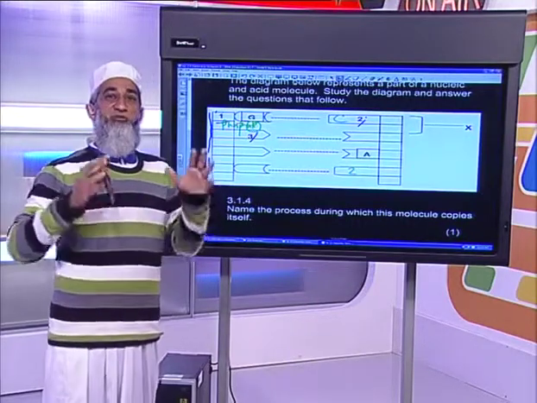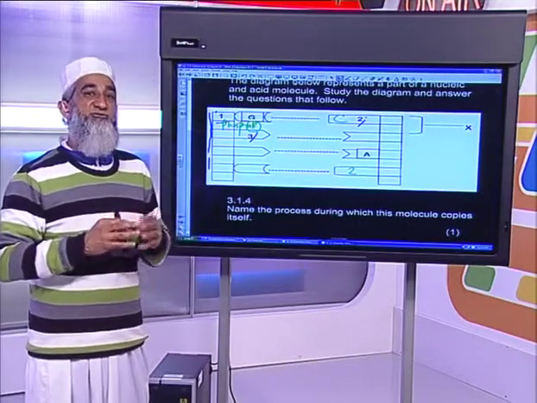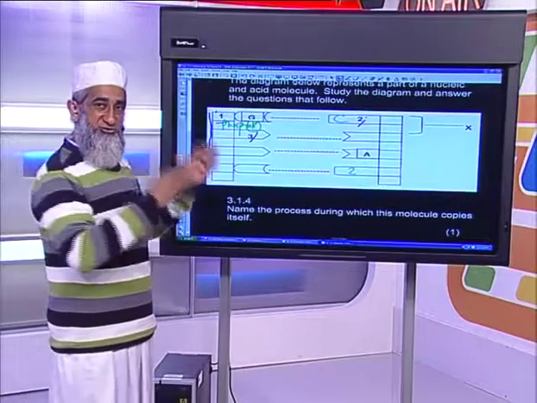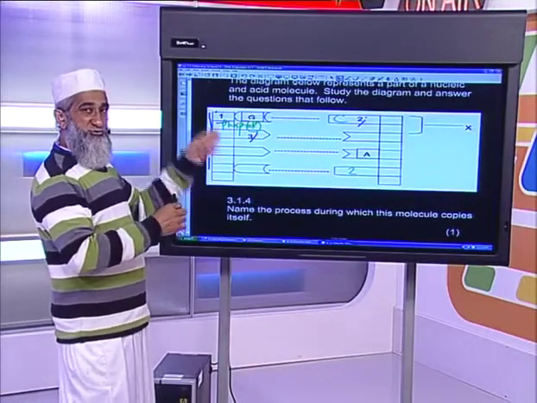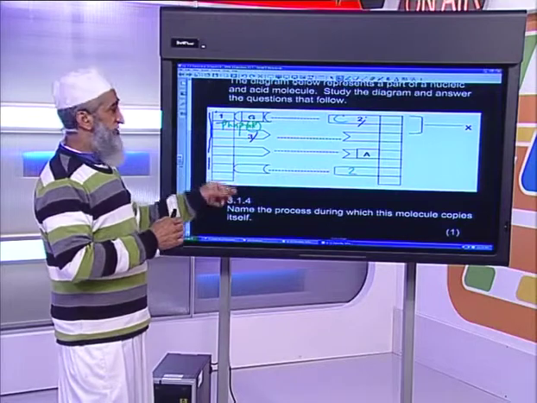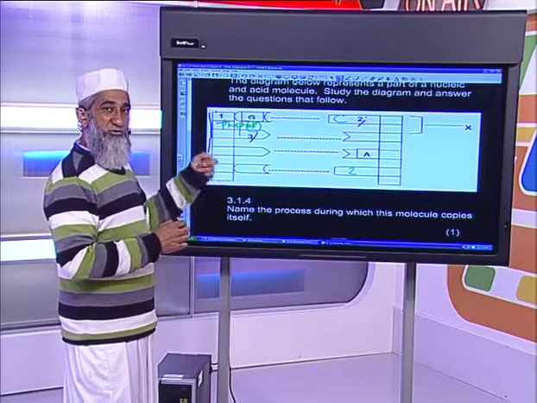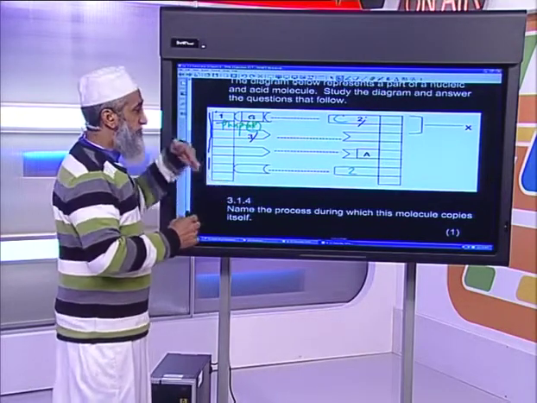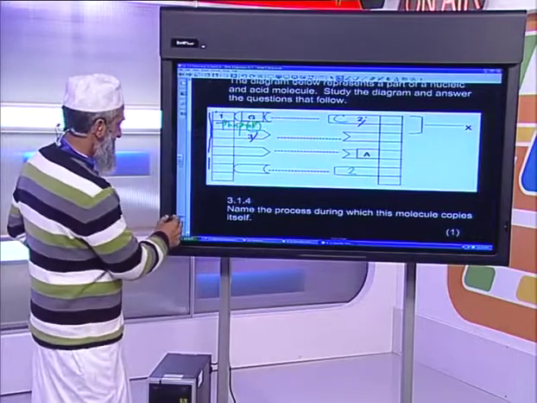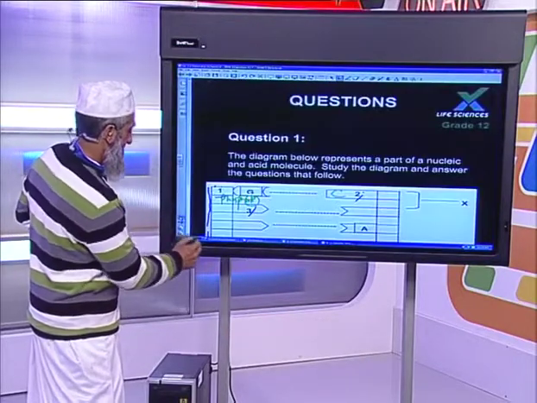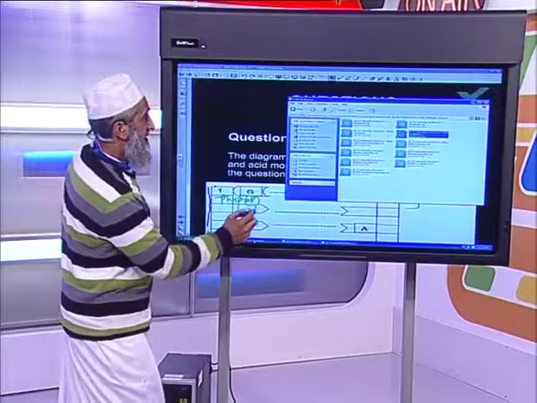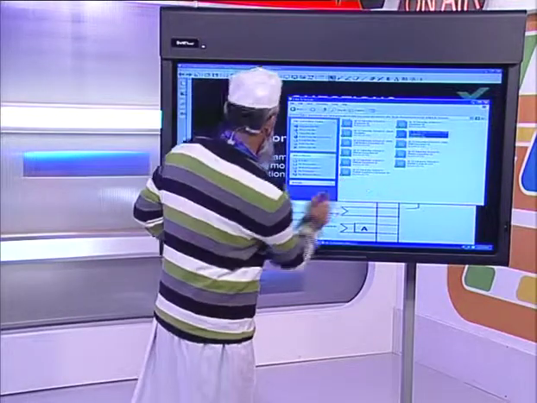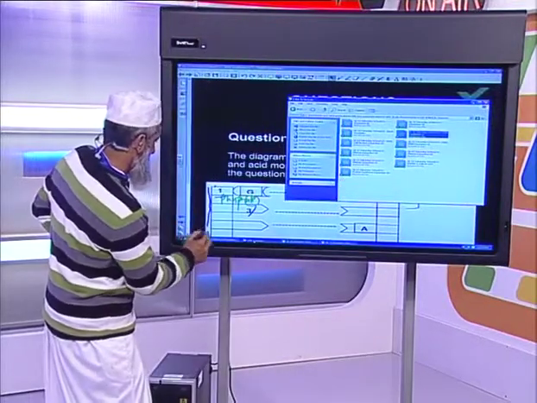Now, guys, the whole section on DNA is actually very, very easy. You need to know the structure. You need to be able to draw the diagram. You need to be able to label the diagram when you got it. And you move from there. Let's look at this question again.